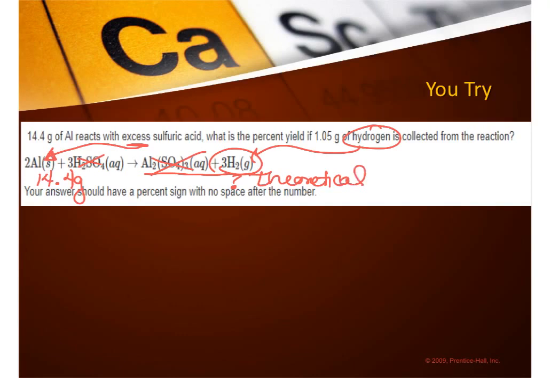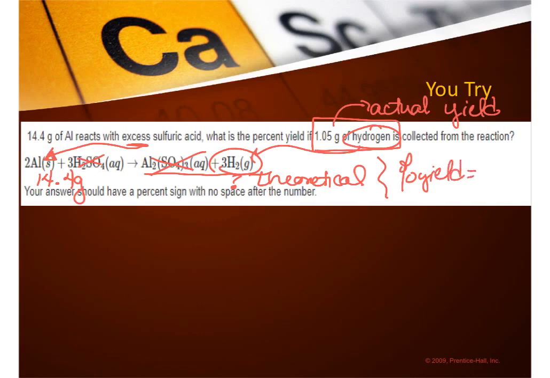You want to calculate percent yield. So what is this they gave you here? That's the actual yield, right? Anytime they give you an amount of a product that's collected, that is the actual yield. And then remember your percent yield formula, right? It's going to be the actual yield, which is 1.05 grams, divided by the theoretical yield that you calculate, right, times 100. So go ahead and give that a shot, and then come back here and I'll work it out for you. Start with a given, of course, always.